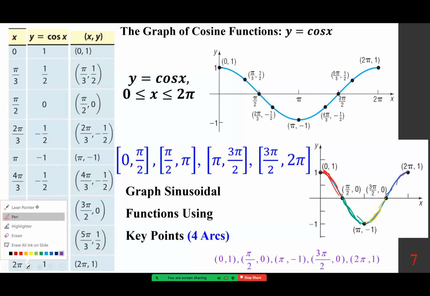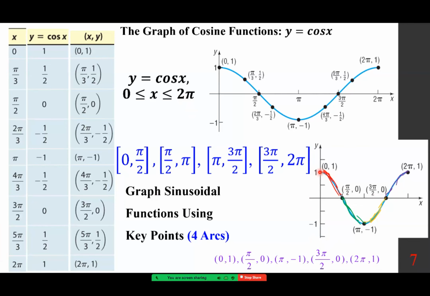As you can see, with this methodology, we find the period of the function for a regular cosine is 2 pi, otherwise it may not be. And then we divide it by 4, and we have 1, 2, 3, 4 pieces. The starting point 0 has the y coordinate 1. This one pi over 2, 0. This one pi, negative 1, 3 pi over 2, 0, 2 pi, 1. And again, you have to be extremely comfortable with common arcs, everybody.